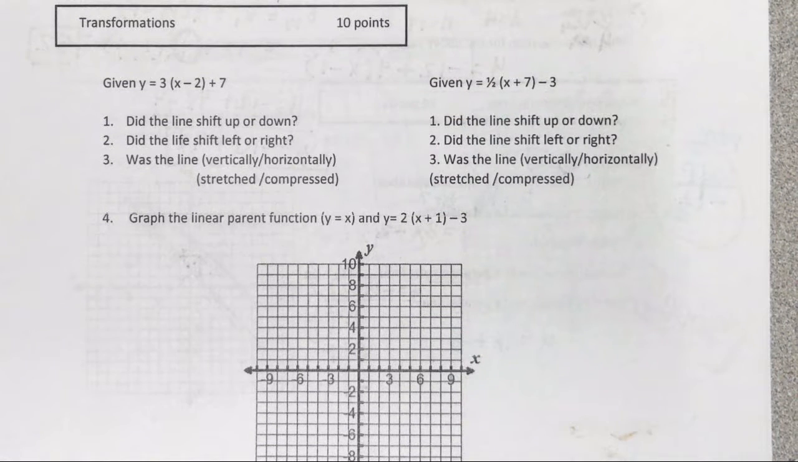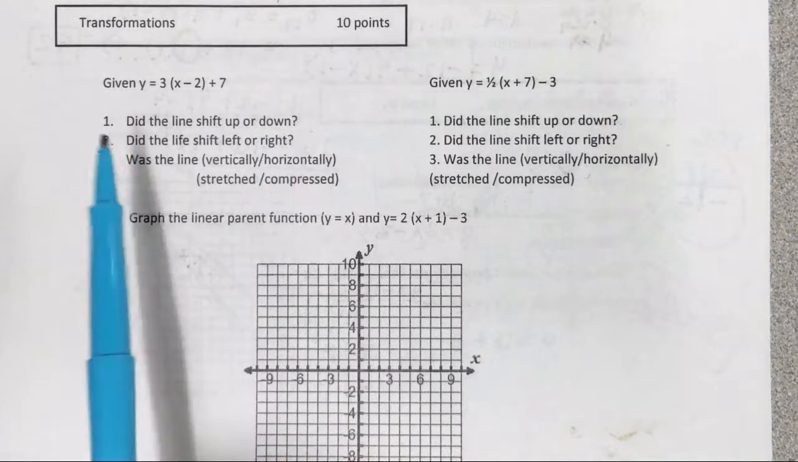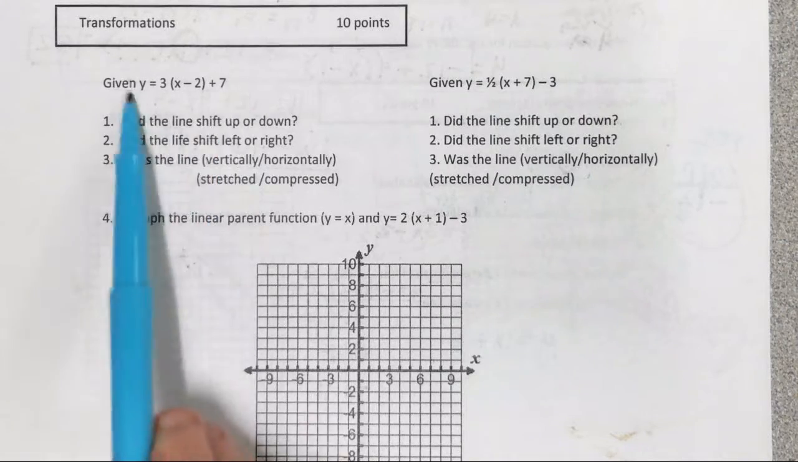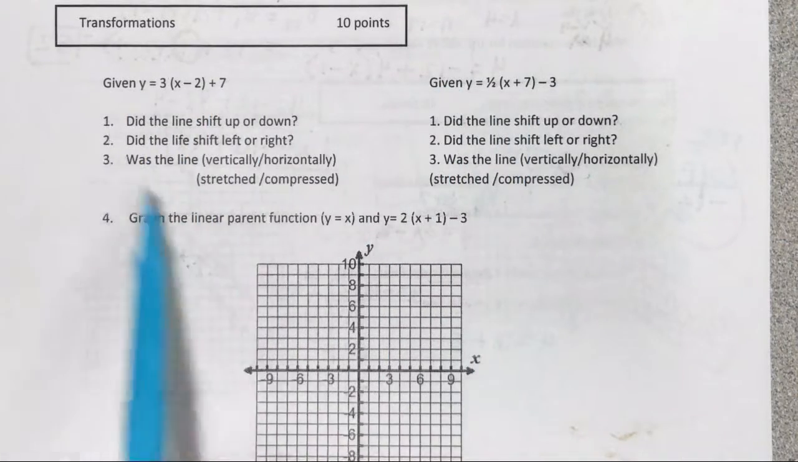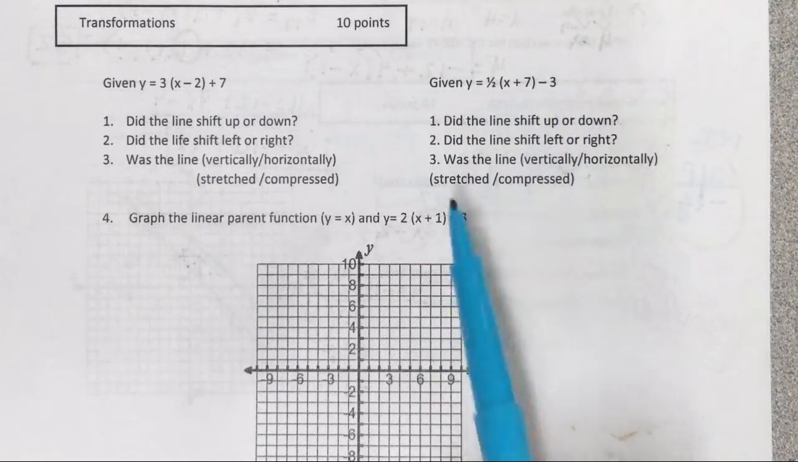So now we're on the last section of this test. It's over transformations. It's worth 10 points on your exam. So we have this equation right here, and we have this equation right here. I'm going to talk about this one first, and then we'll move on to that one.